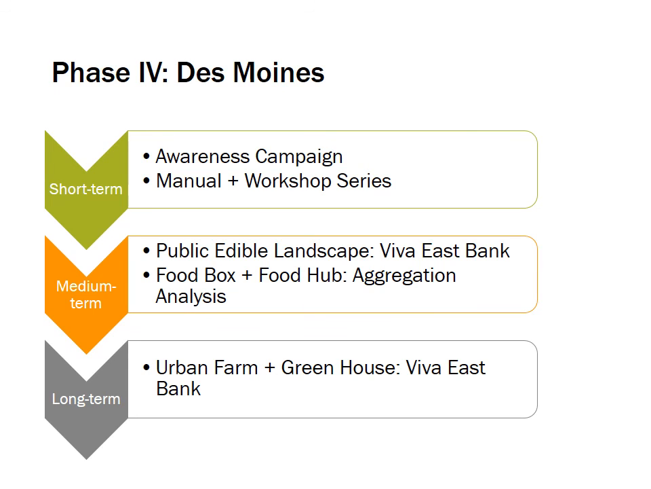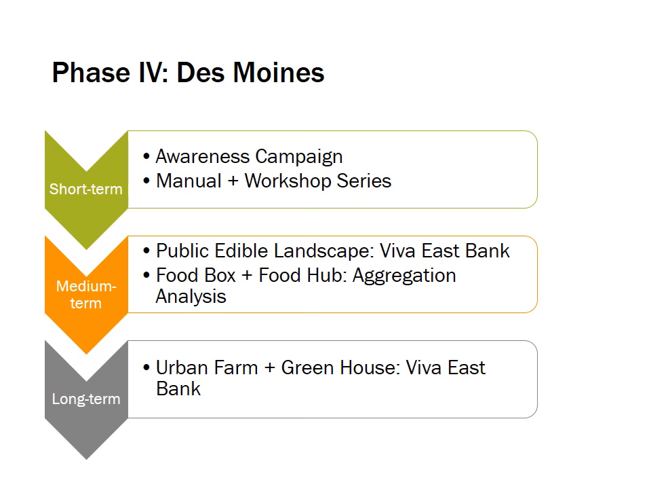Similar to Cresco and Cedar Rapids, Des Moines established goals based on short, medium, and long-term implementation. These include an Eat Greater Des Moines local food system awareness campaign, which will involve social media, website, and brochure marketing of the interconnected activities around Des Moines. A manual and workshop series will first focus on backyard and community gardening with a lens on design and cost benefit for users. 3 sites will be assessed for public edible landscapes in Viva East Bank, all of which are along an existing bike path.